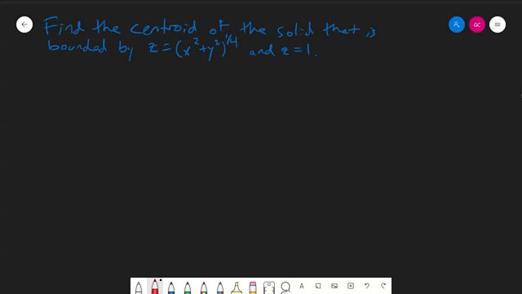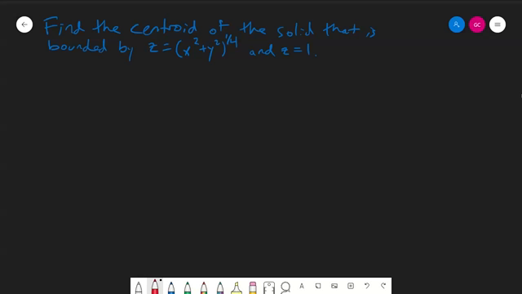Now let's find the centroid of the solid that is bounded by z equals x squared plus y squared to the 1/4 and z equals 1. So remember that to find the centroid, we're going to have to start by finding the volume. And to do any of that, we want to start by drawing a picture of this.